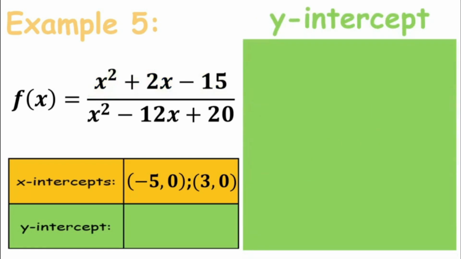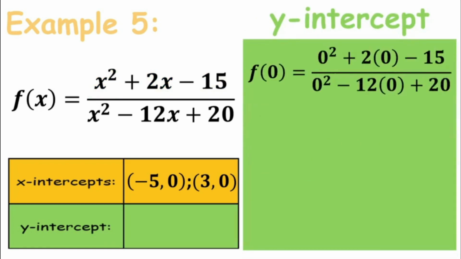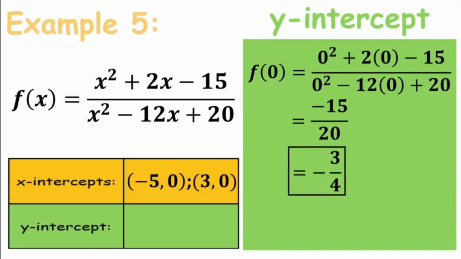For the y-intercept, f of 0 is equal to 0 squared plus 2 times 0 minus 15 all over 0 squared minus 12 times 0 plus 20, which is equal to negative 15 over 20, which can be reduced to its simplest form, negative 3/4. So the y-intercept is (0, negative 3/4).